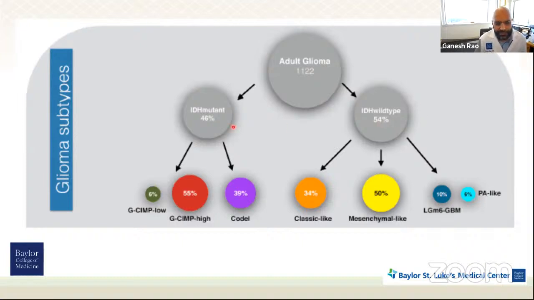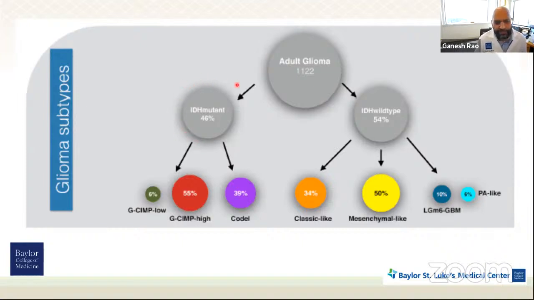The isocitrate dehydrogenase gene is a critical branch point for these tumors. It's involved in the citric acid cycle. So it's really kind of reinvigorated this field of cancer biochemistry, where we now have to understand these biochemical pathways. Importantly, this mutant gene can now be identified with simple immunohistochemistry over 90% of the time. There are some non-canonical mutations of this gene that need to be identified with sequencing.